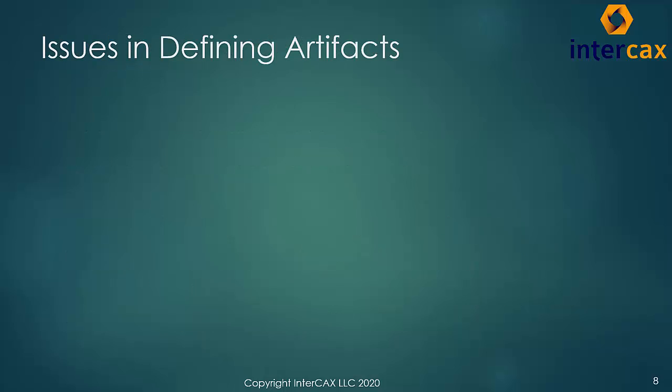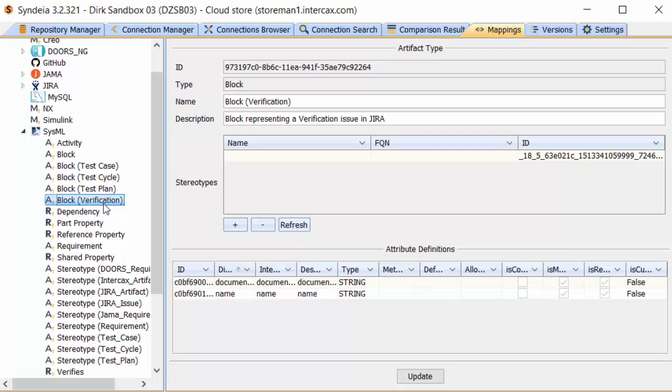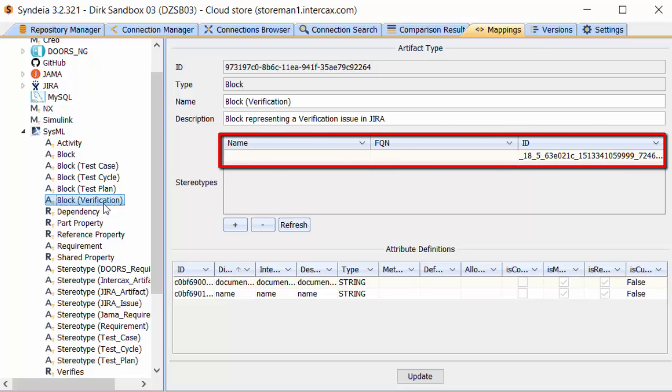In addition to this major option, there are other troubleshooting issues in defining SysML artifacts. First, Syndea recognizes artifacts by ID, not name. If your SysML model does not have the stereotype used in a mapping or artifact definition, or it has a stereotype of the same name but different ID, your mapping window will look like this, with the name of the stereotype blank, and the mapping will not work.